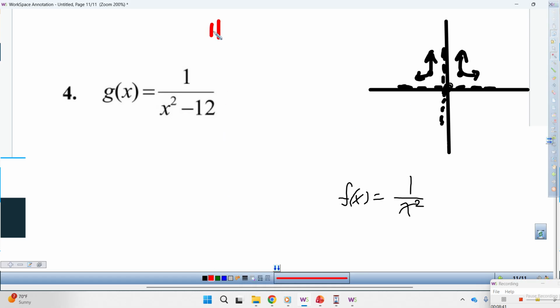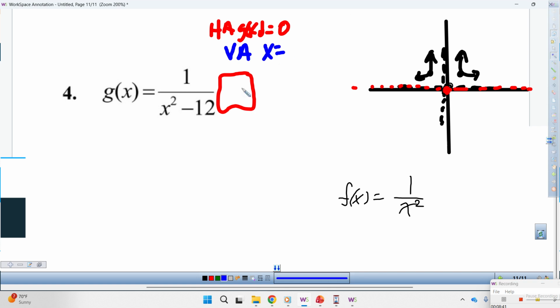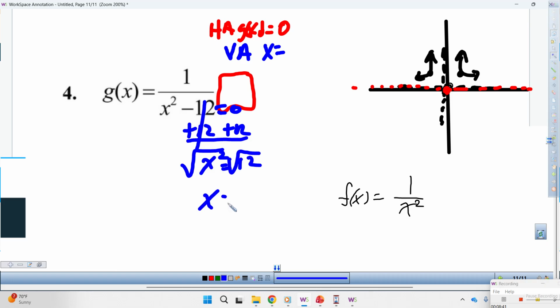I need an HA for our g of x. Is there anything here? So it's at what? At 0. Okay. Next, I need a VA, or an x equals, so that means I need to set this equal to 0. So plus 12 plus 12, x squared equals 12. Square root of that, x equals plus minus square root of 12.